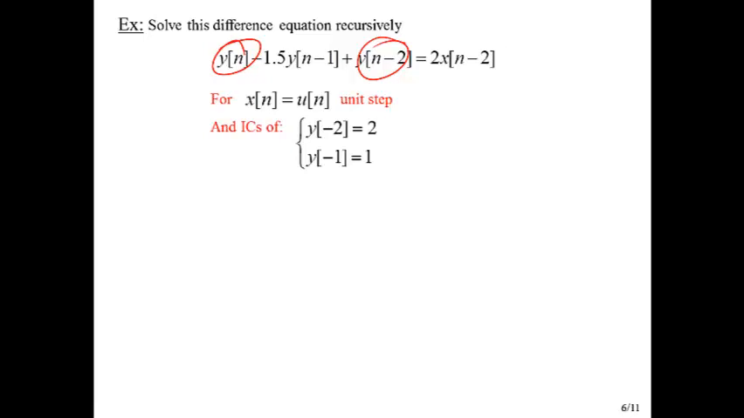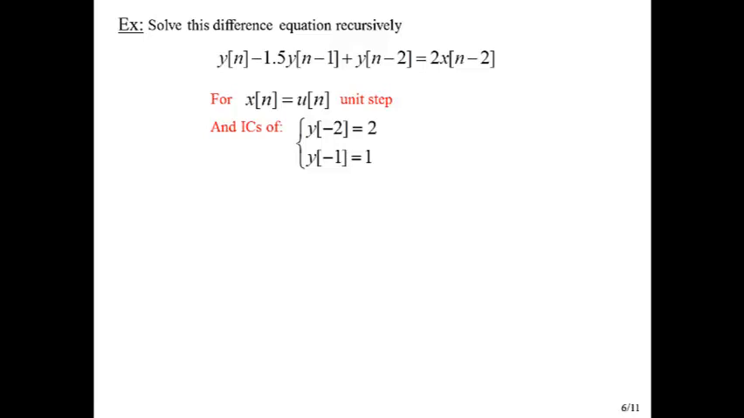Now we need to know what is the input. So we'll say that our input is going to be a unit step. So it's 0, 0, 0, then 1, 1, 1, 1, 1, 1, 1, 1. And that transition happens at the origin. And we have some initial conditions. We're going to say that y of minus 2 was 2, and y of minus 1 was 1. We could assume 0 initial conditions if we wanted, but we'll say that somehow we know that these were the initial conditions of this system.